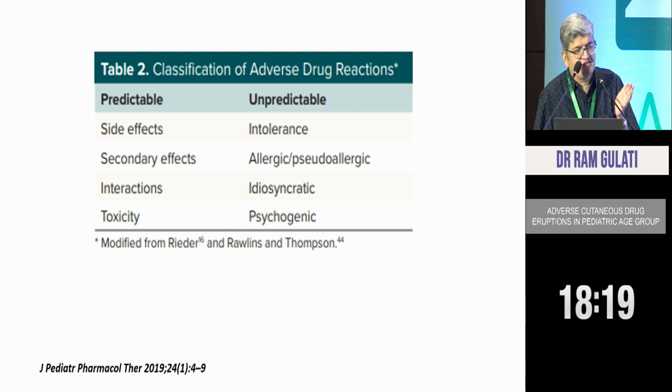You know that it is just some kind of an exaggerated pharmacologic response to a drug at a therapeutic dose, or you have probably dosed extra, or the child has taken an overdose. So you know what the effect will be: side effects, secondary effects, interaction, toxicity. But what we are really worried about are the unpredictable ones, and that is what we're going to deal with here. So it is intolerance, allergic or pseudo-allergic reactions, idiosyncratic reactions, psychogenic reactions. This is something you really cannot predict, and that is where you have to just keep an open eye.